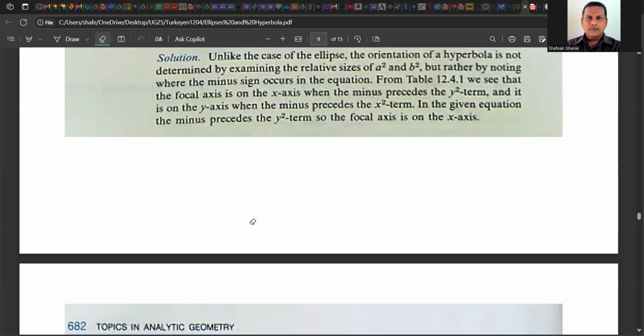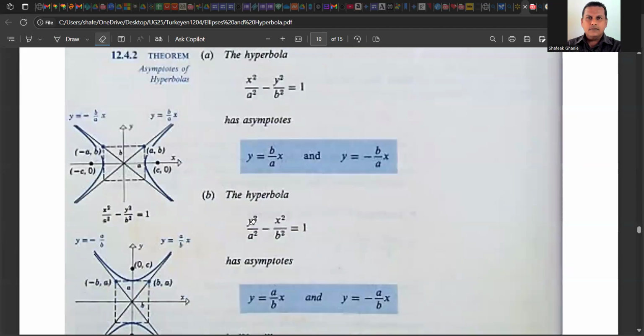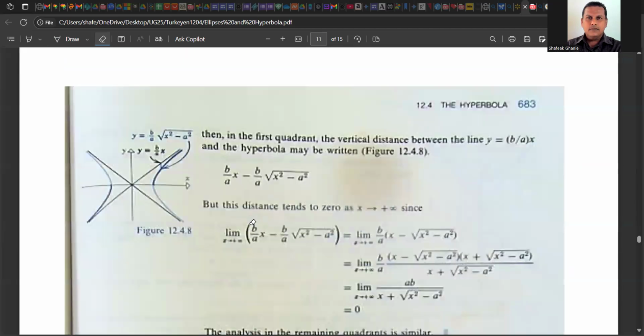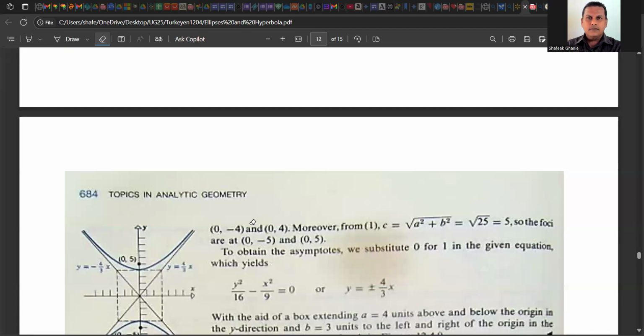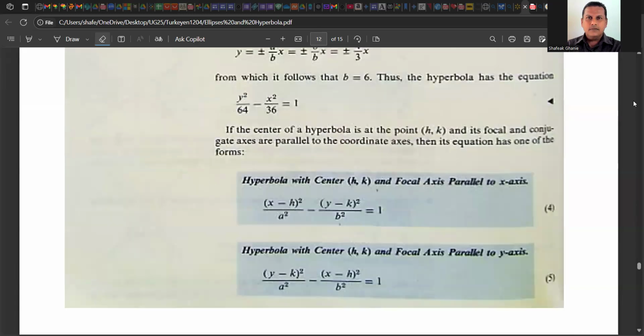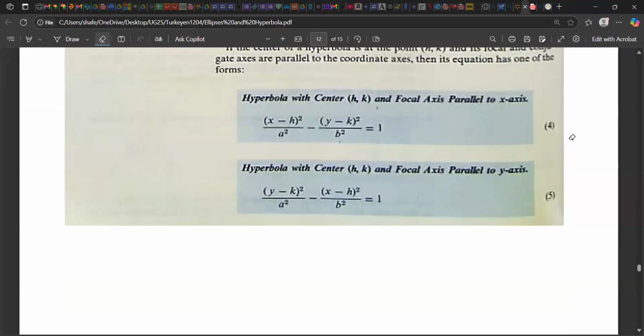They're a good revision for you. What we're concerned with are these two, right? And that's when you have a shift now. There's a translation of the center now, and it's at (h, k) and not at the origin, right? And these are the two equations that you need to concern yourself with.